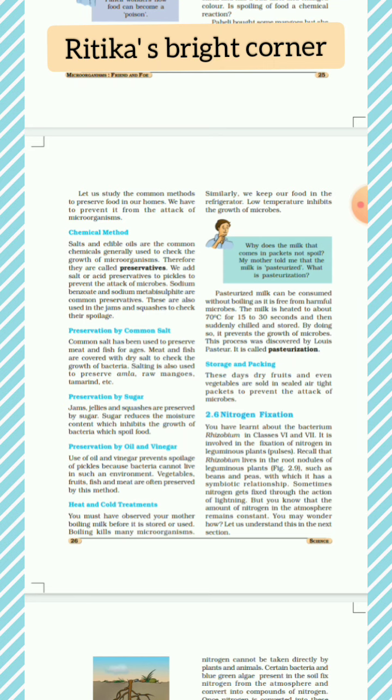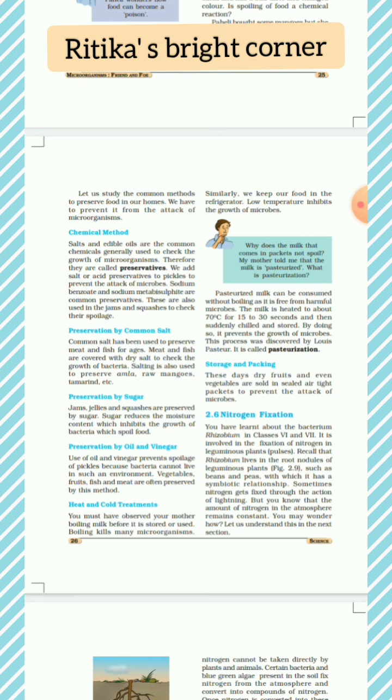So let's define the first method, that is the chemical method. Salts and edible oils are the common chemicals generally used to check the growth of microbes. This process is called preservation. We add salt or acid preservatives to pickles to prevent the attack of microbes. Sodium benzoate and sodium metabisulfite are common preservatives.